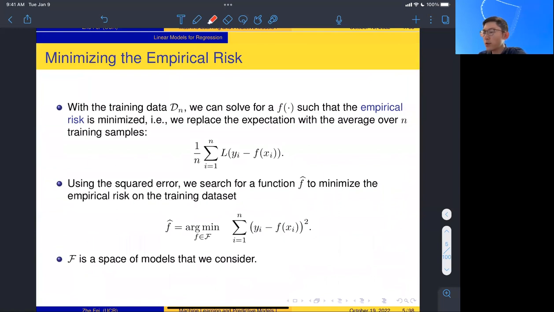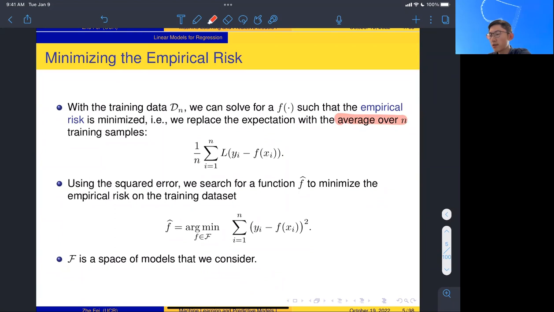Because we would never know the true risk or the true expectation, but we are only given the training data, we want to calculate the empirical risk. That means we calculate this risk based on our n samples: the average over n training samples, where we plug our y_i and x_i, our training data, into the loss function, then simply take the mean.